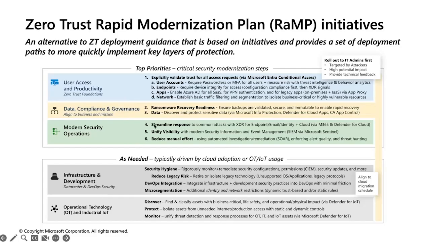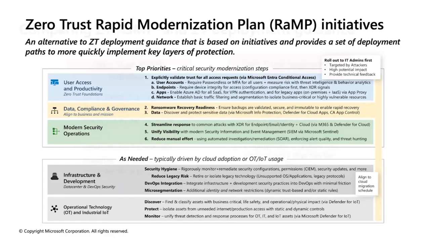In modern security, streamlining the response, unify visibility, reduce manual effort. So basically, we have to apply an approach that we can deploy in less time, with less effort, and you can say less manpower. So we can implement this in the very initial phase, and then as needed for infrastructure and DevOps security, for OT and IoT security, we can plan for this and we can start using cloud. On top of it, we can move ahead to deploy other zero trust approaches over time.